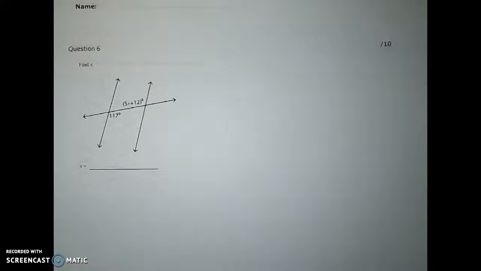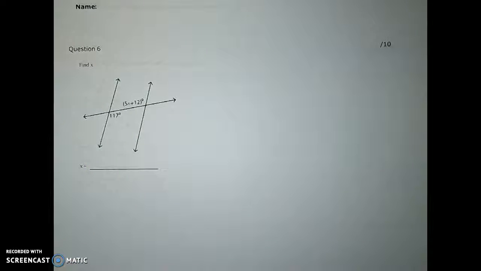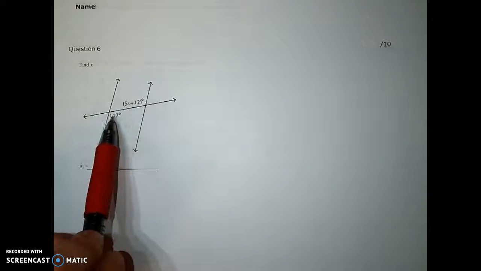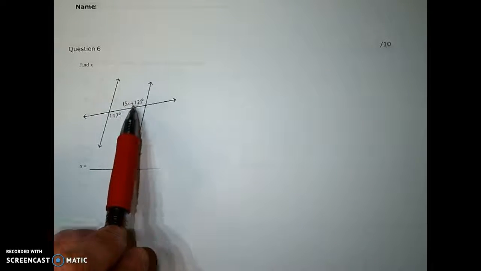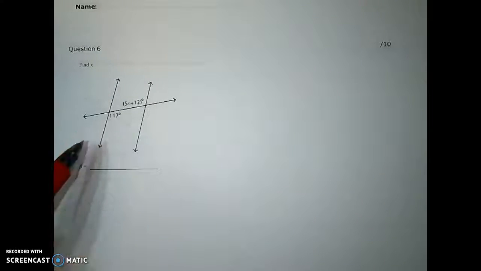So number 6 is very similar to number 5, but instead of looking at corresponding angles, we're looking at alternate interior angles. And I know that alternate interior angles are also congruent, just like corresponding angles. I know they're alternate interior because they're on the inside, the interior of the two parallel lines, and they're on opposite sides of the transversal.